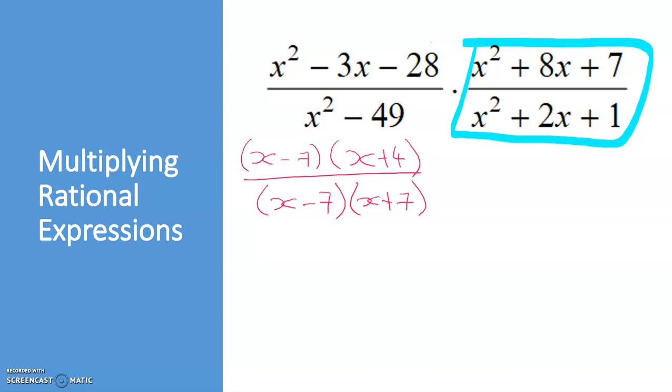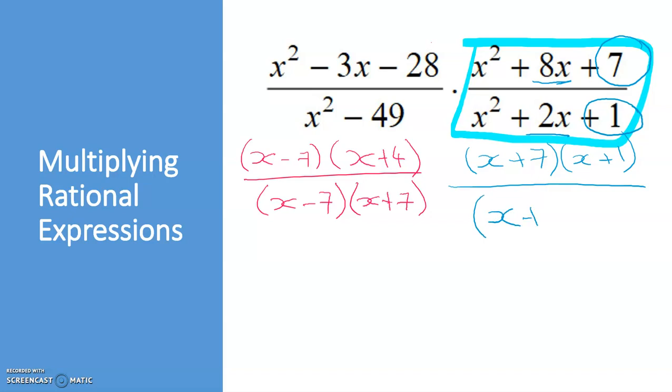And again, I'm going to use the product sum method. So two factors of 7 that add up to 8 are 7 and 1. So at the top, I'm going to have x plus 7 and x plus 1. And in the denominator, I need two factors of 1 that add up to 2. So that's just 1 and 1. And then we can move forward with simplifying.